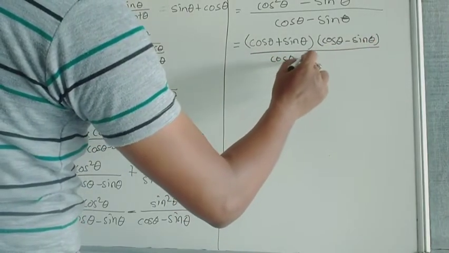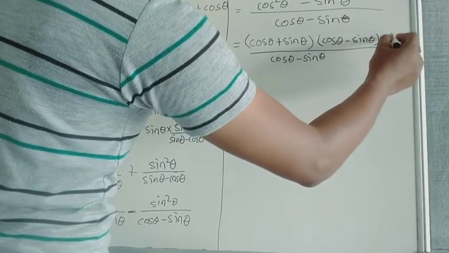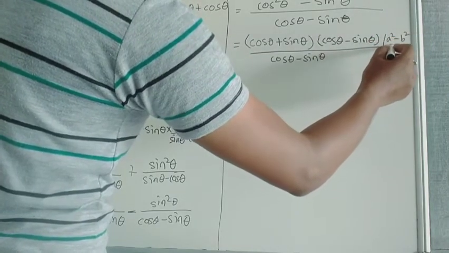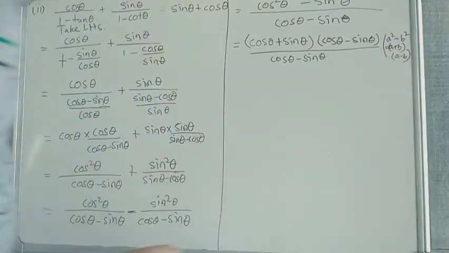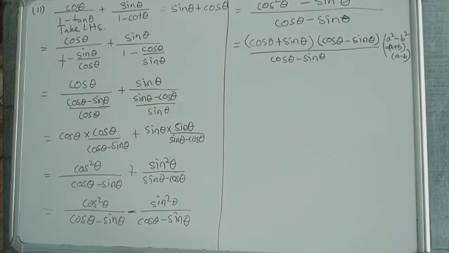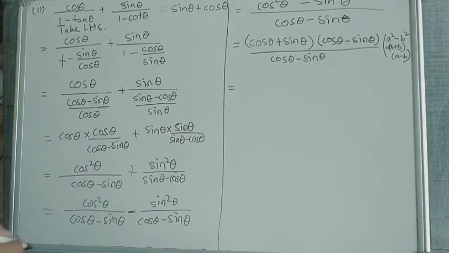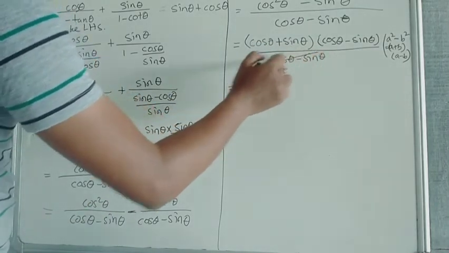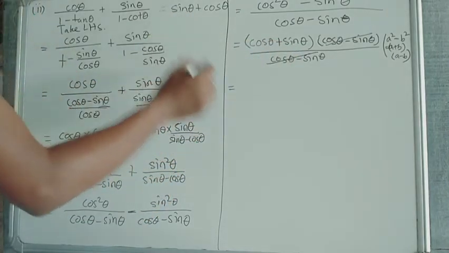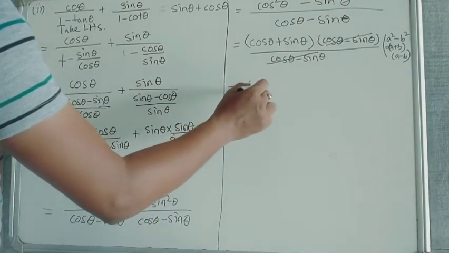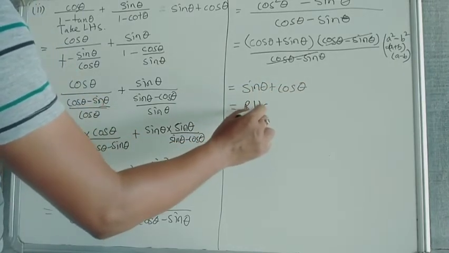Cos theta minus sin theta. So here the formula is a square minus b square equal to a plus b, a minus b. This formula we have used. So this gives me that cos theta minus sin theta gets cancelled. Remaining is cos theta plus sin theta, because we have written it this way, so we'll write this way: sin theta plus cos theta equal to RHS.